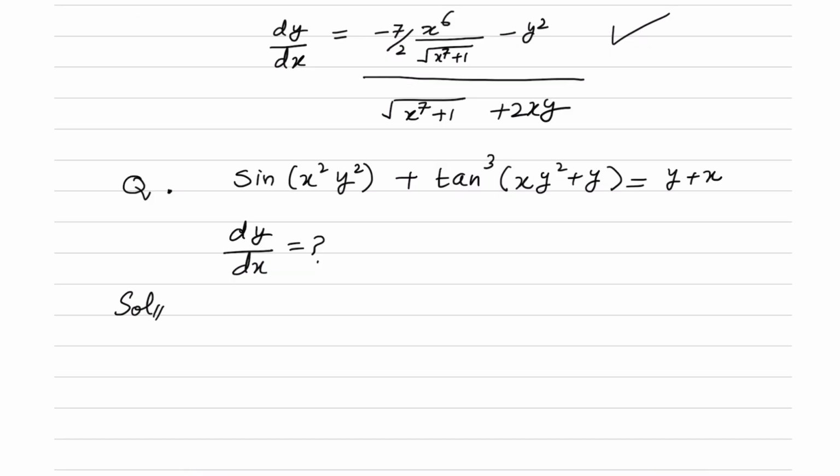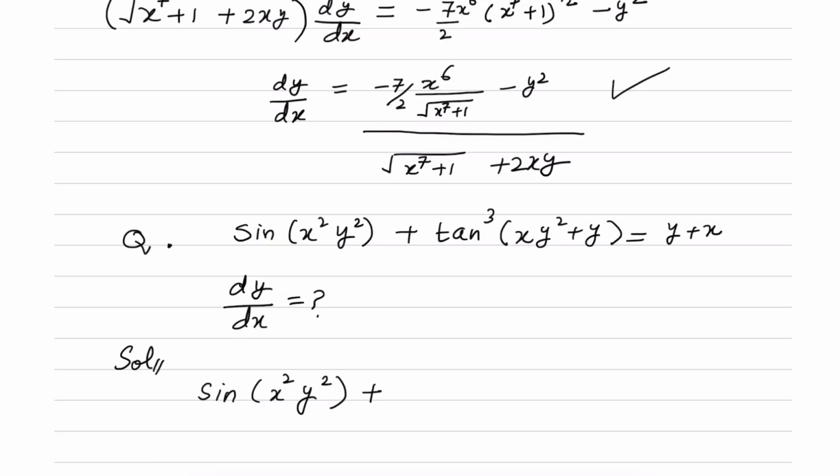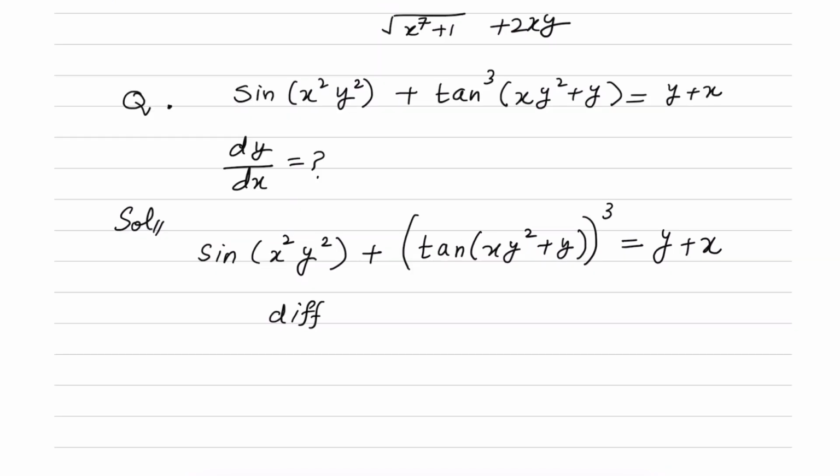Since we have to find dy by dx, it means that we will have to differentiate the given expression with respect to x. So we will write this expression first in a simplified form. We know that a positive power on a trigonometric function is also considered as the whole power, so we can write (tan (x y squared plus y)) whole power 3 is equal to y plus x. Let's now differentiate this expression with respect to x.